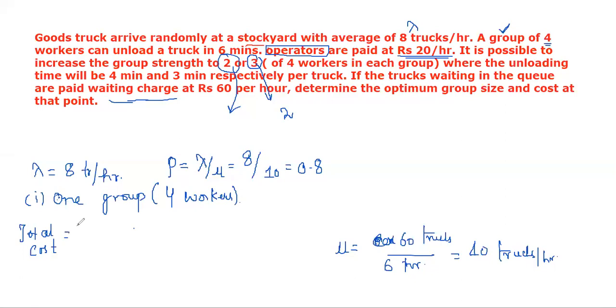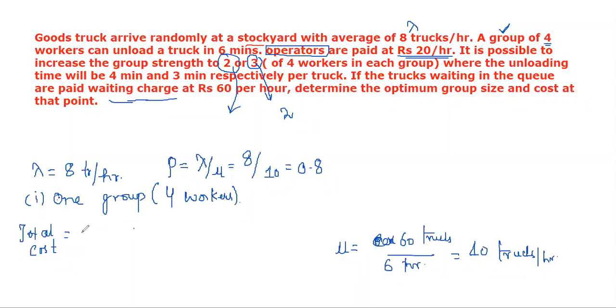The second thing that they have to pay is the waiting charge to the truck. It's not that when a truck goes there, they will directly unload it, because there might be some more trucks waiting in the queue to get unloaded. Therefore, the trucks will have to wait for their turn so that they get unloaded. And for the waiting time of the trucks, they have to pay a waiting charge at the rate of rupees 60 per hour.